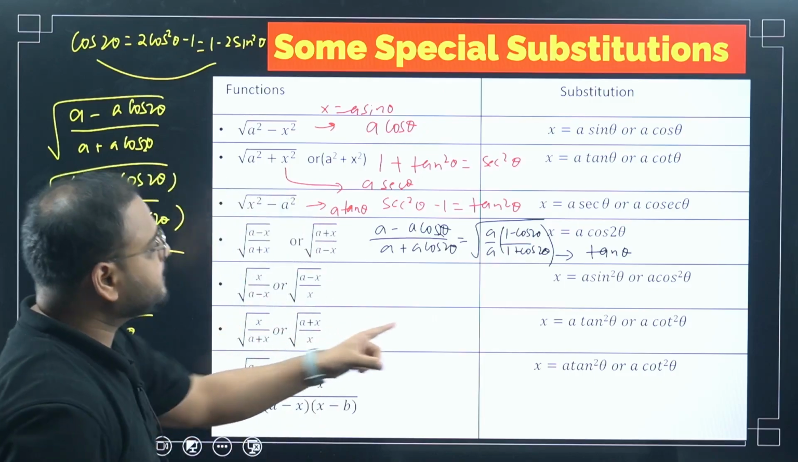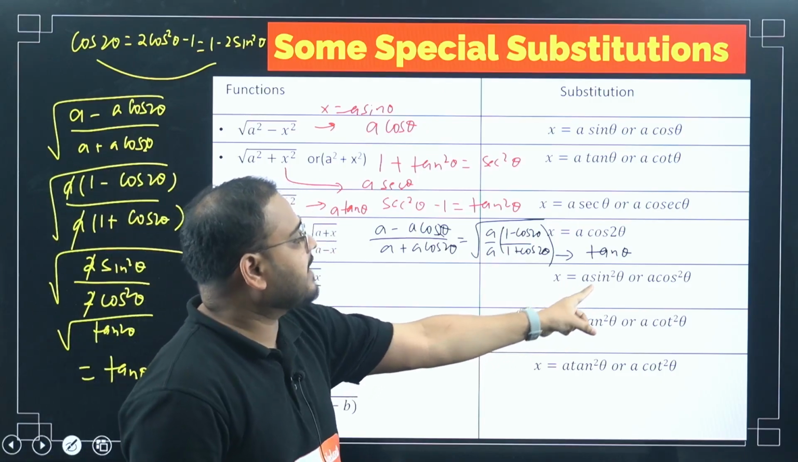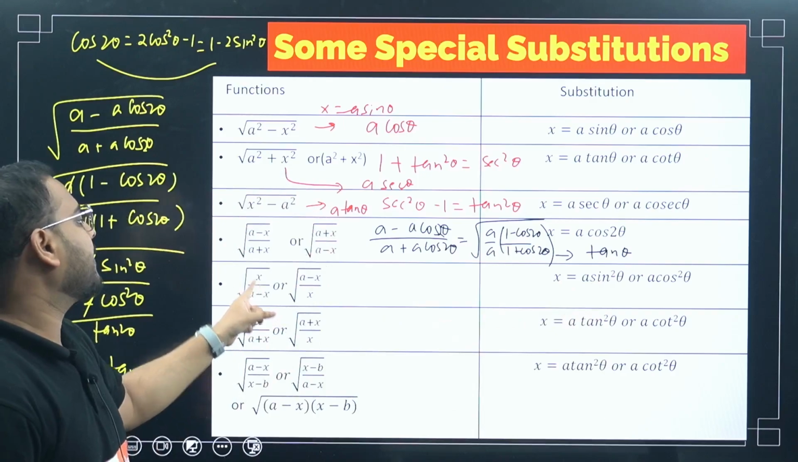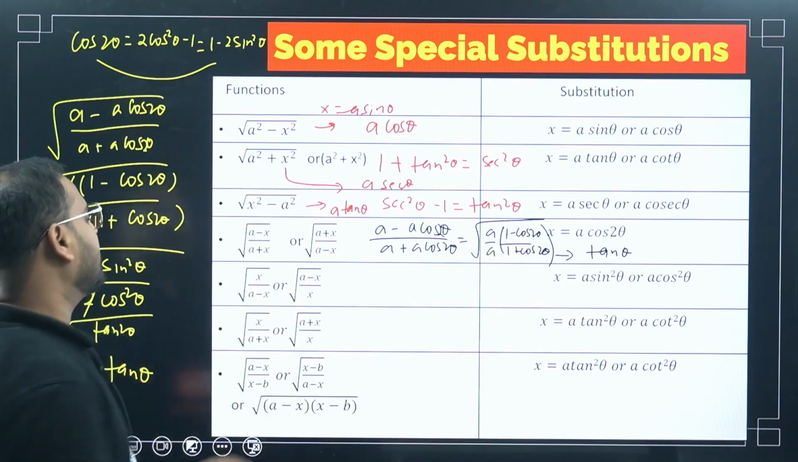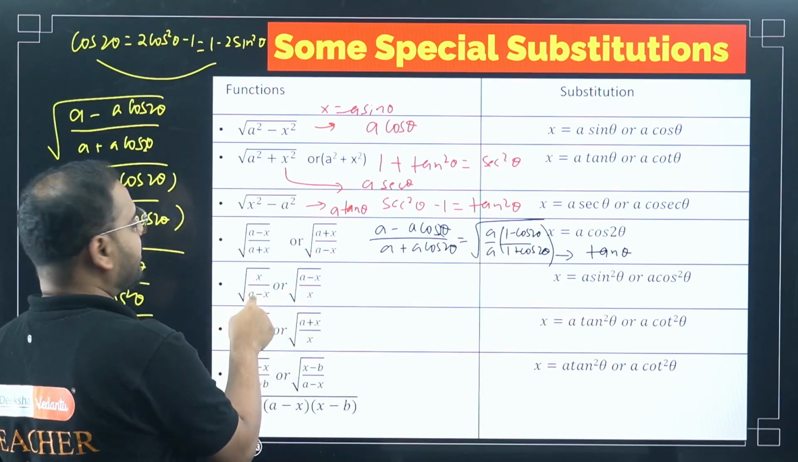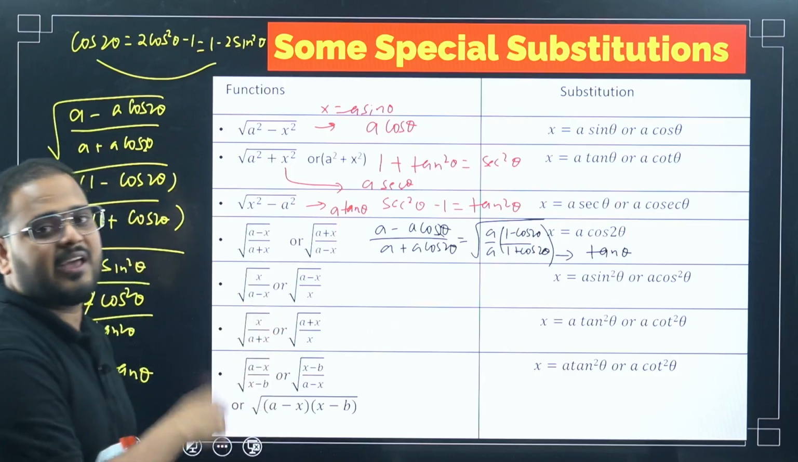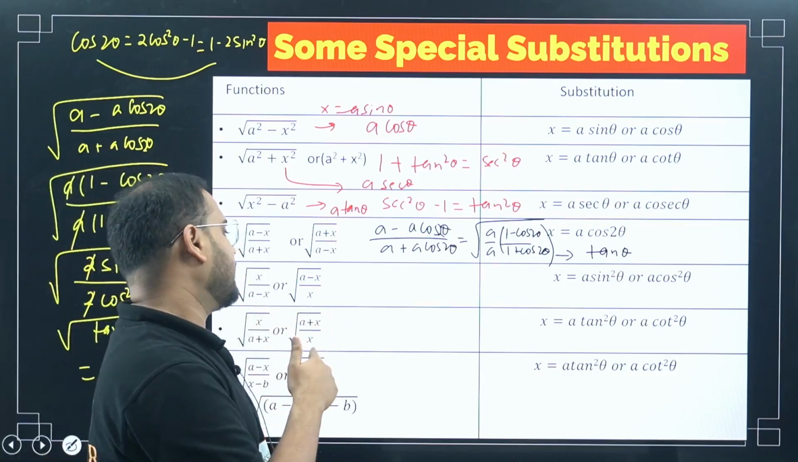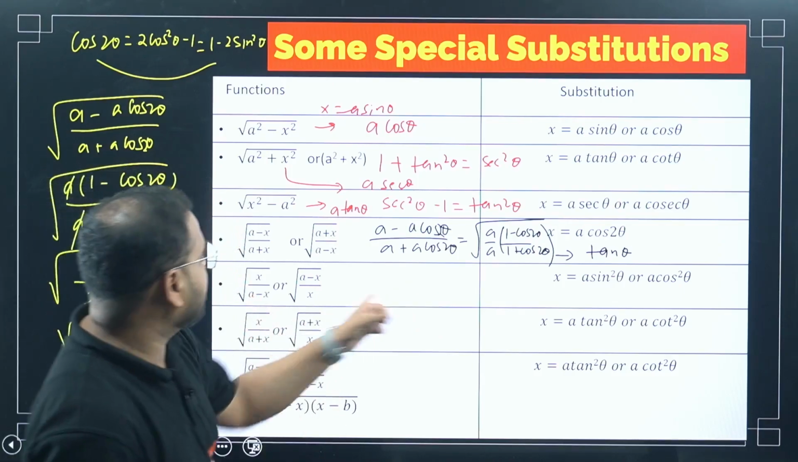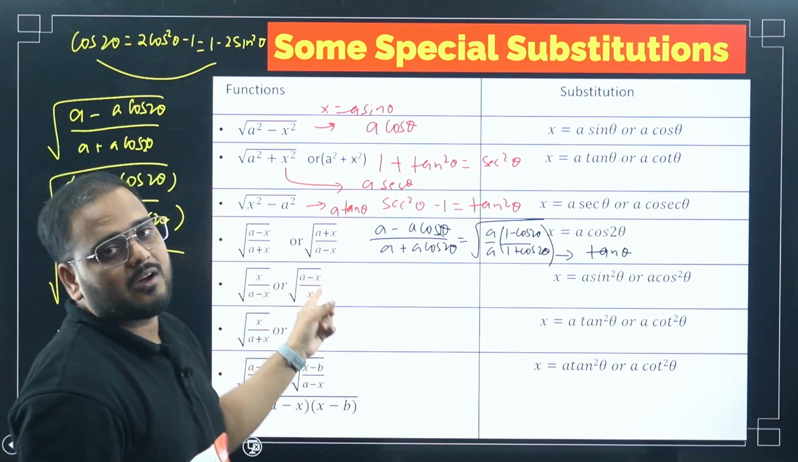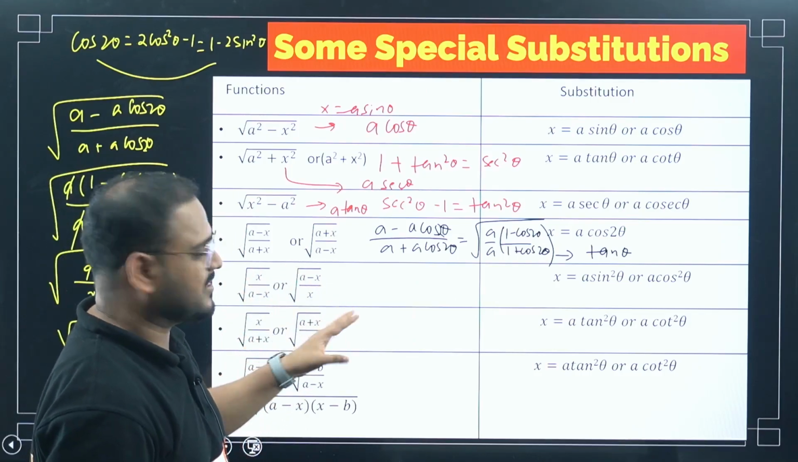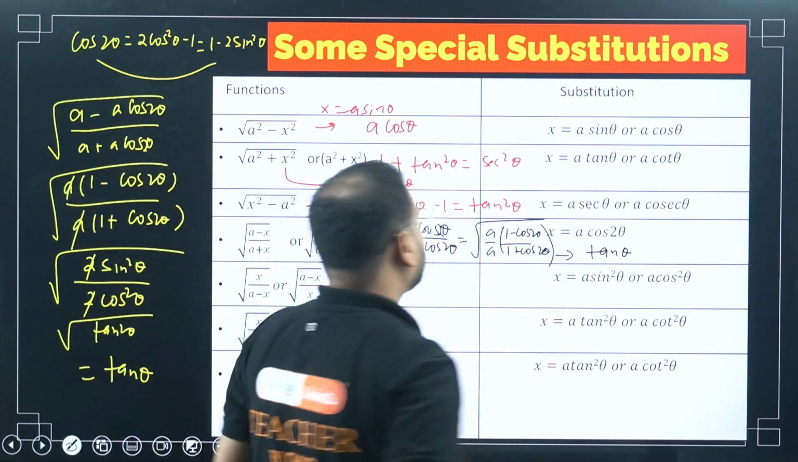Chaliye, same way you can do for x equals a sin square theta over here. This will become a sin square theta, and this will become a cos square theta. A and a will cancel, and it will become cot theta. This is sin square, it will become tan theta. This will become again cot theta. So we'll see whatever we are substituting. You can test from your side.